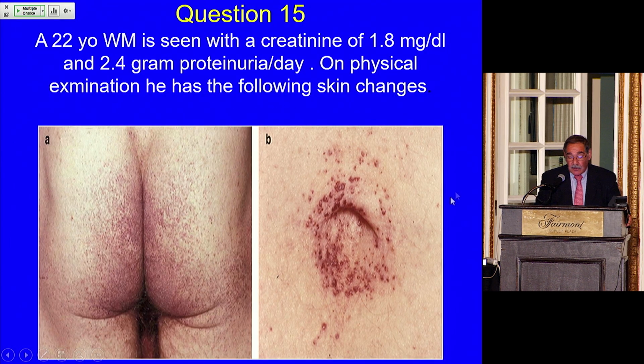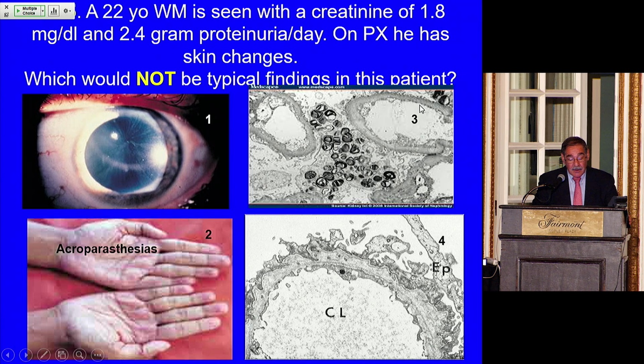Okay, so it's a good thing this is after lunch and not before it. A 22-year-old white male is seen with a creatinine of 1.8 and 2.4 grams of proteinuria per day. On physical examination, he has the following skin changes. Okay? Which would not be a typical finding in this patient?